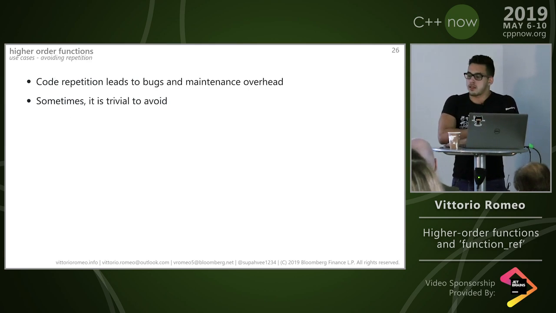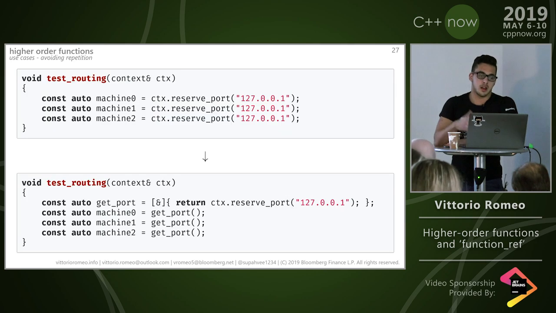Avoiding repetition, I think we can all agree that repetition is usually a bad thing. It leads to bugs and maintenance overhead. Obviously, there's a trade-off there. Sometimes avoiding repetition might not be worth it, but that comes with engineering experience, when it's worth removing it. And in general, sometimes it's very trivial to avoid, so you don't need any higher-order function.